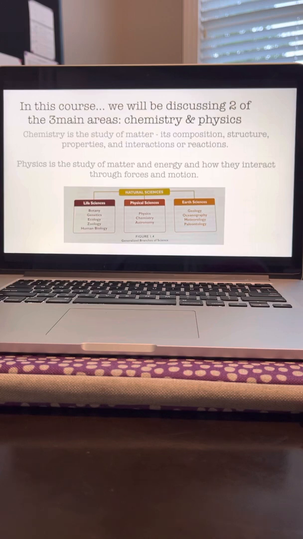Chemistry is the study of matter, its composition, structure, properties, and interactions or reactions. Physics is the study of matter and energy and how they interact through forces and motion.